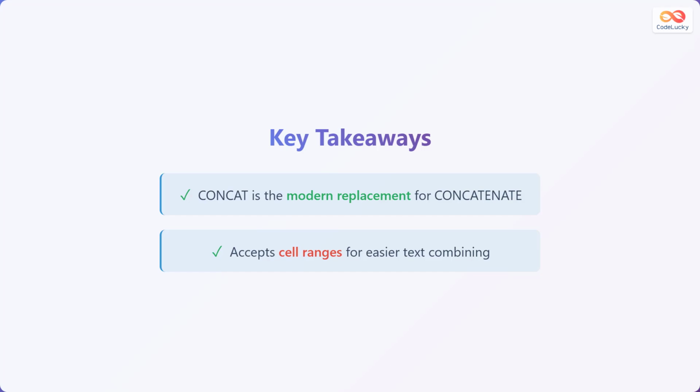In summary, CONCAT is the modern replacement for CONCATENATE in Excel. It accepts cell ranges for easier text combining. Use it to simplify your text manipulation tasks in Excel.